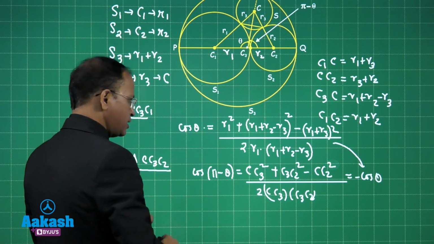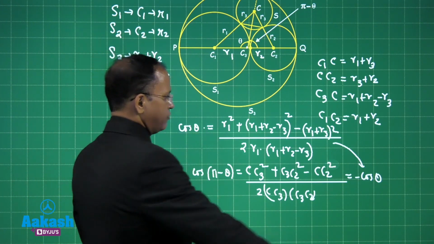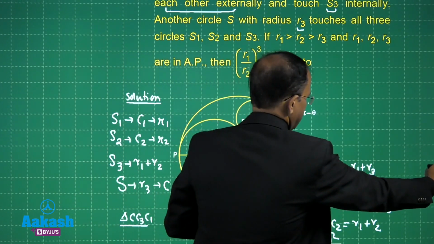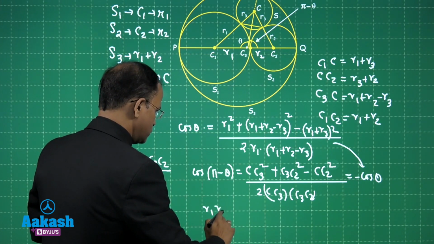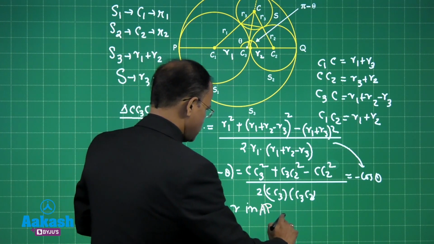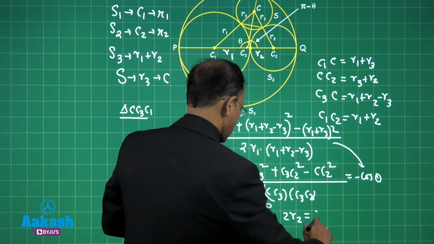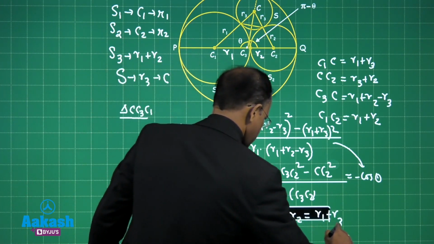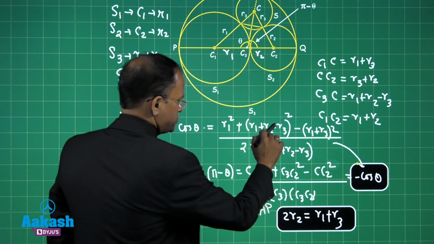So, the relation between R1, R2, R3, and also one thing we have, R1, R2, R3 have been given in AP. That relation also you have to use. If it is in AP, that means twice of R2 is equal to R1 plus R3. So this relation we need to take care of. Then cos theta is there, so we have to substitute this cos theta here.